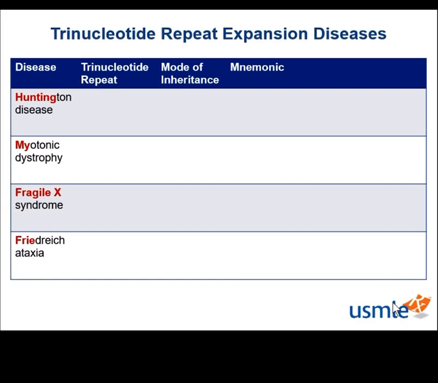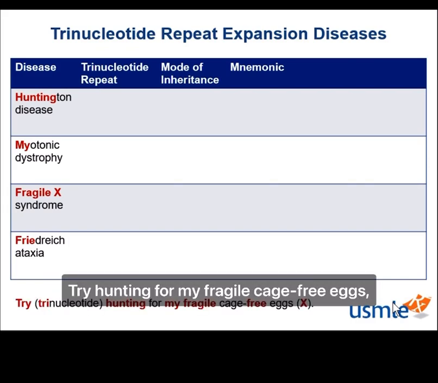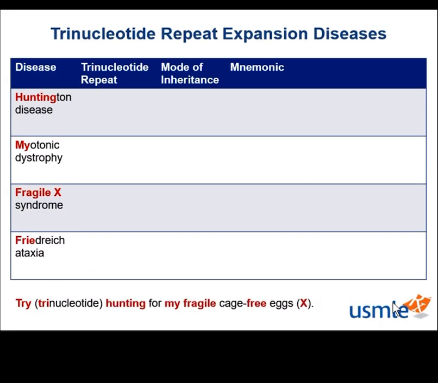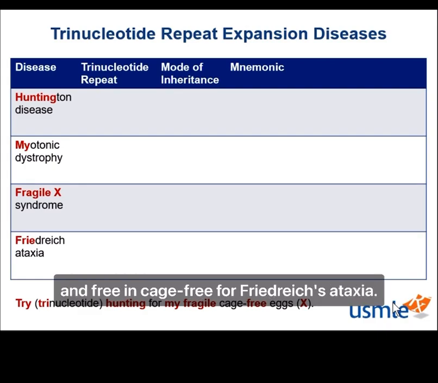ataxia. We can remember this with the mnemonic try hunting for my fragile, cage-free eggs, with tri standing for trinucleotide, hunting for Huntington disease, my for myotonic dystrophy, fragile eggs for Fragile X, and free in cage-free for Friedreich's ataxia.